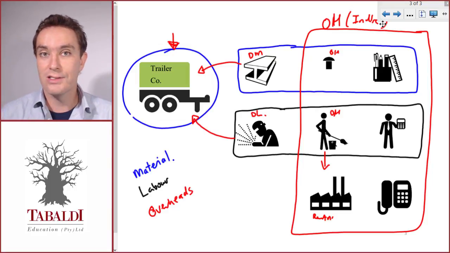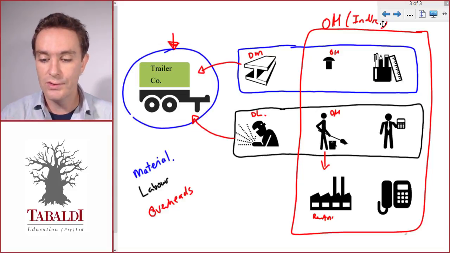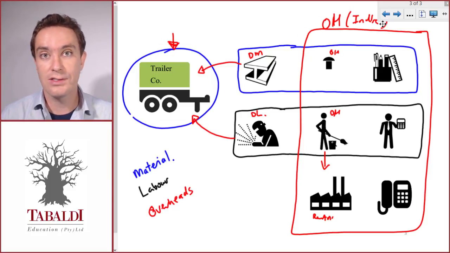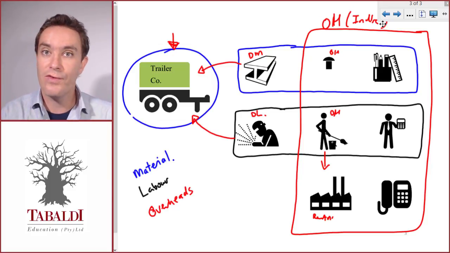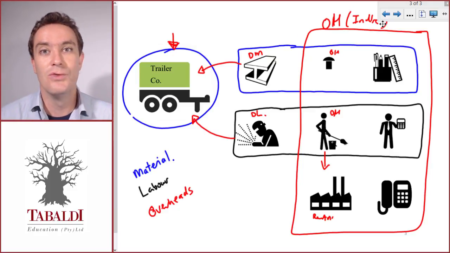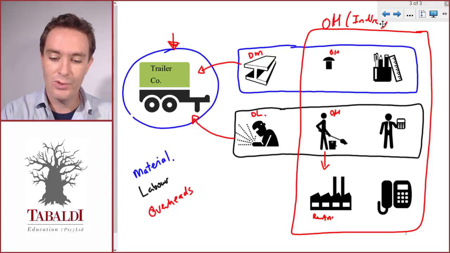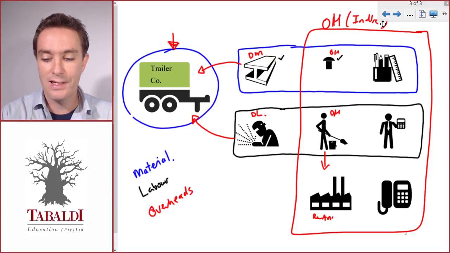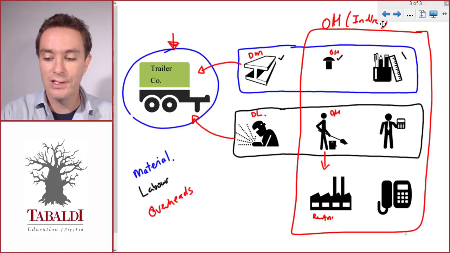Now, the last classification or split that we need to do is manufacturing costs and non-manufacturing costs, because they are also accounted for in different ways. Manufacturing costs are all the costs that have to do with the manufacturing process, all the costs that are necessary to make the trailers. So that would be our direct material, our indirect material, the rivets, but not the stationery.